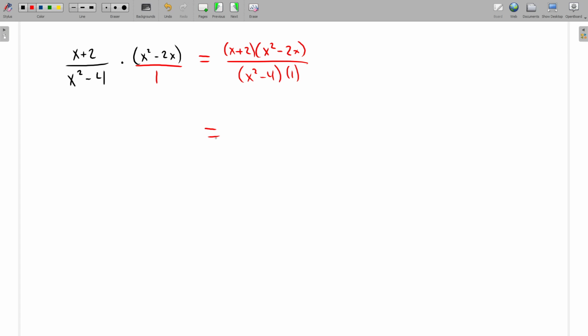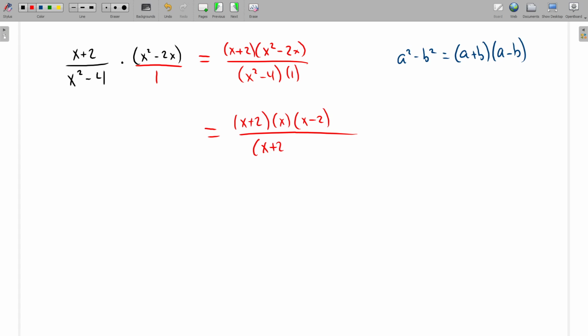And then I want to factor anything that I can factor. So in the numerator, I have x plus 2. We can factor an x out of the x squared minus 2x. And if we factor out an x, we're left with x minus 2. And in the denominator, we have this difference of two squares. So recall that a squared minus b squared is equal to a plus b times a minus b. All right, so we're going to use this to factor the x squared minus 4, and it'll factor into x plus 2 and x minus 2.